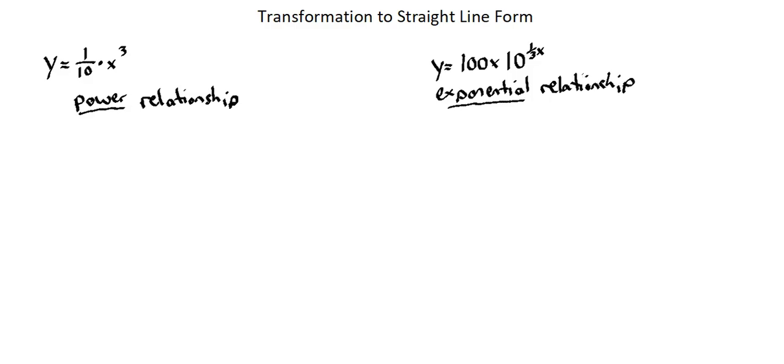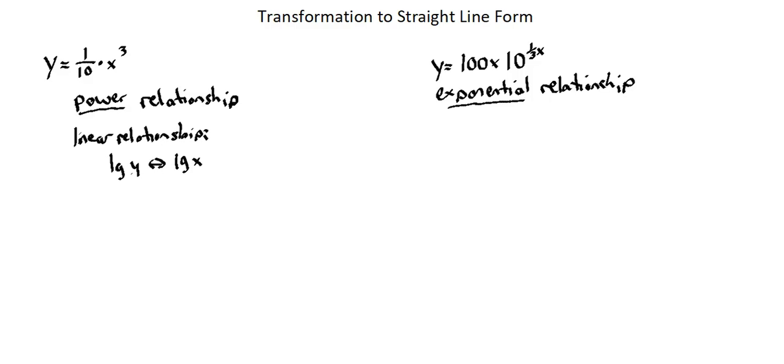When the variable is the base and a constant is the exponent, that's a power relationship. And when the variable is a component of the exponent, that's an exponential relationship. With a power relationship, the linear relationship is between the log of y and the log of x. And we'll use base 10. We could use any base.